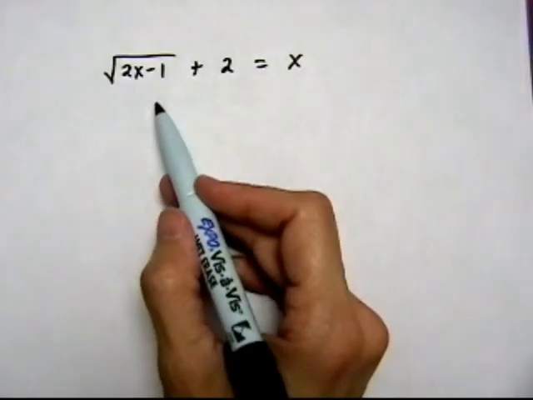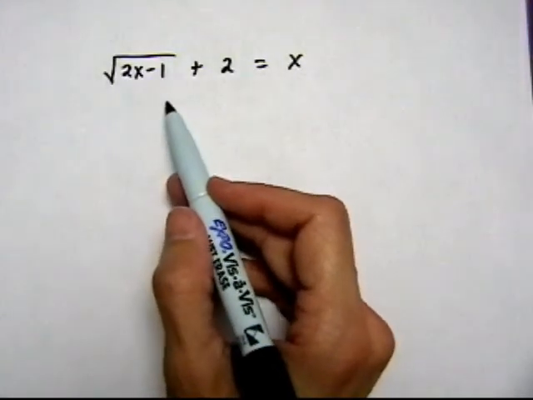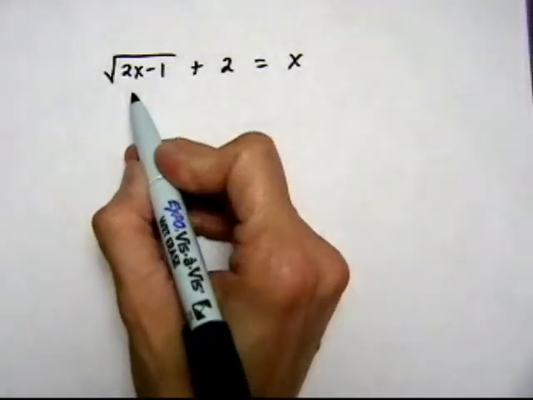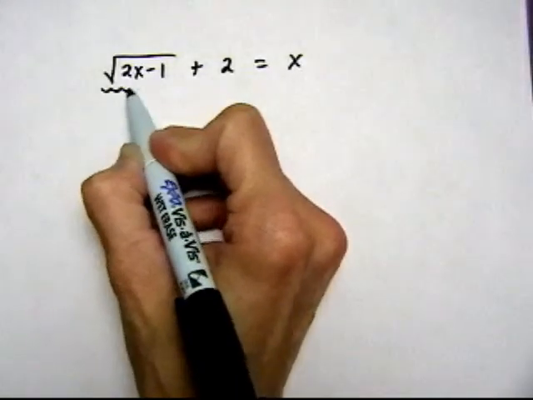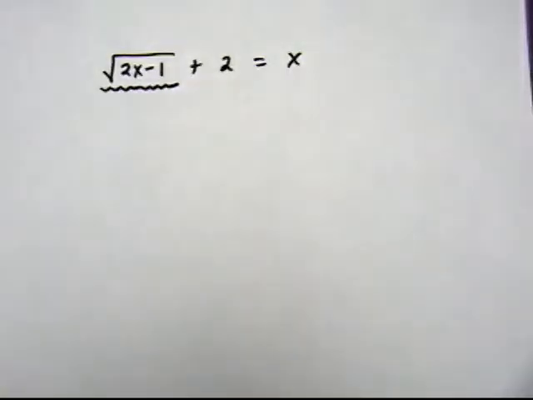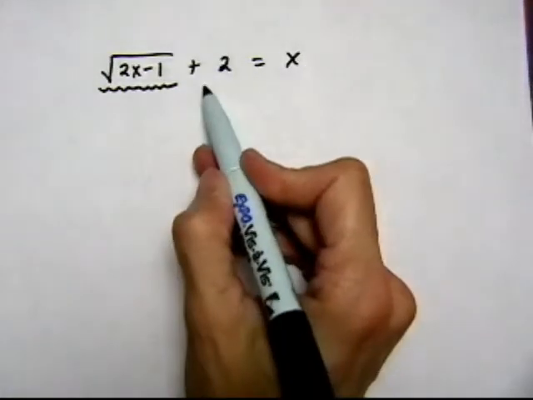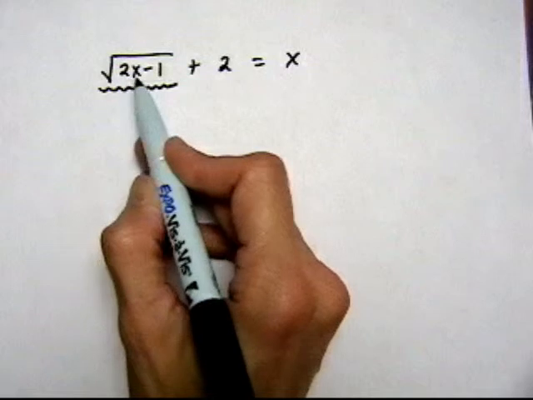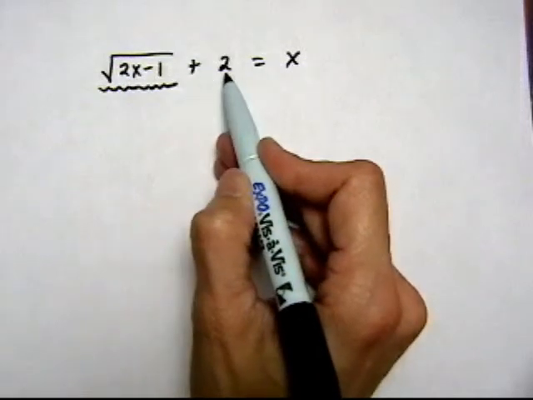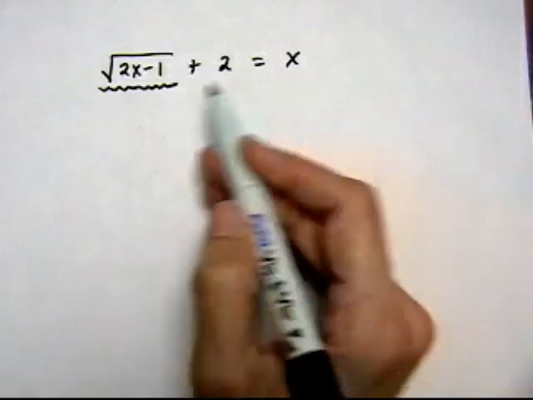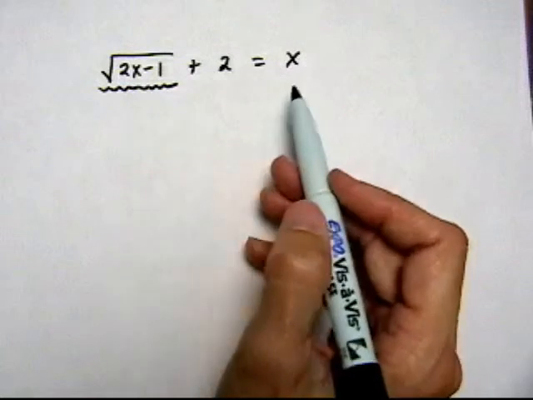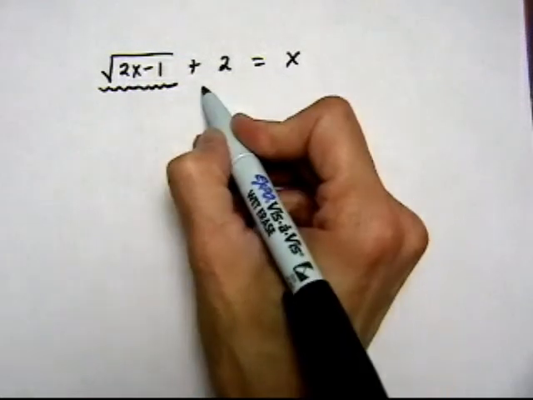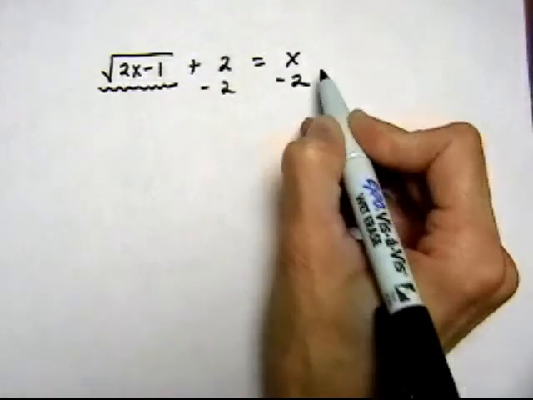Square root of 2x minus 1 plus 2 is equal to x. The first thing we have to do is isolate the root, because we don't want to square both sides until it's isolated. If we square both sides right now, we're going to have the square root of 2x minus 1 plus 2 times itself, and we're going to have to FOIL it out, and we'll get a huge mess of stuff. So first we need to isolate the root.